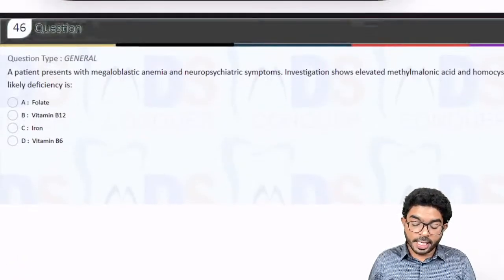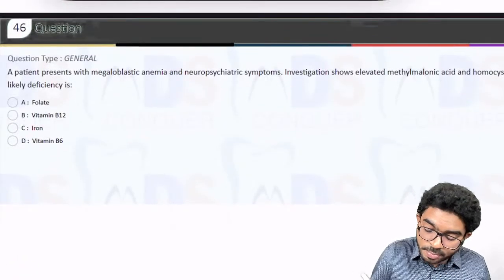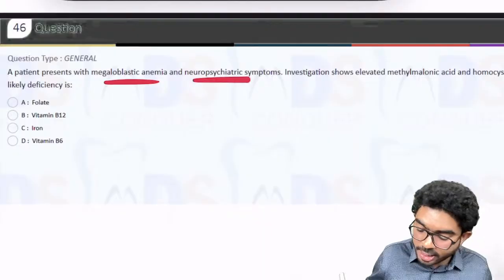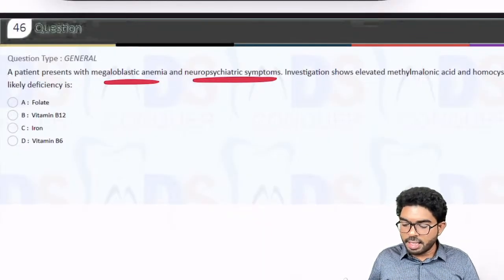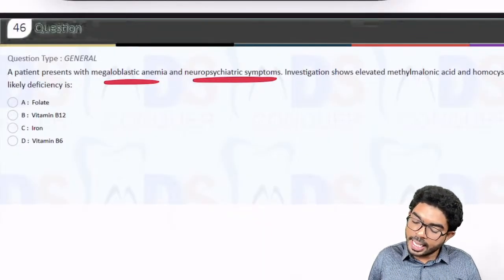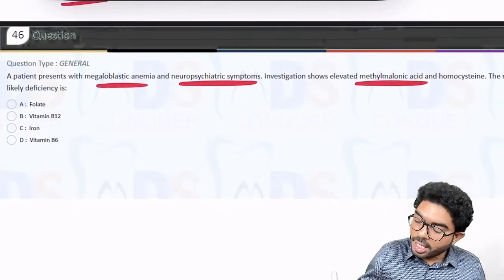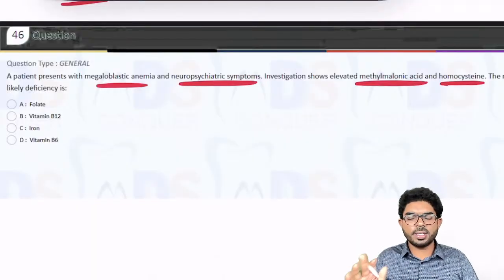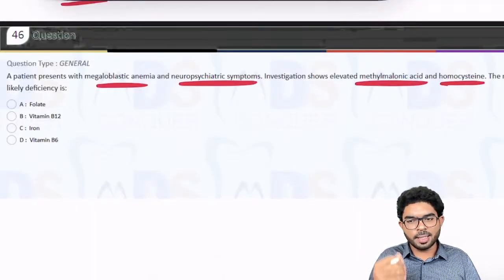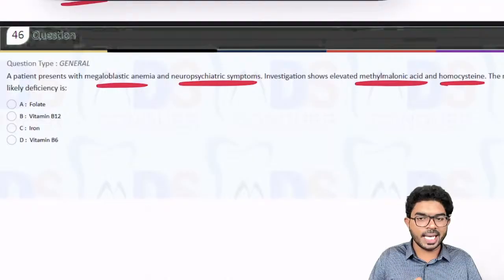Then comes a patient with megaloblastic anemia and neuropsychiatric symptoms. Investigation shows an elevation of methylmalonic acid and homocysteine. Homocystinuria and methylmalonic acid, most of us are aware. It's a straightforward question. The answer is B12.